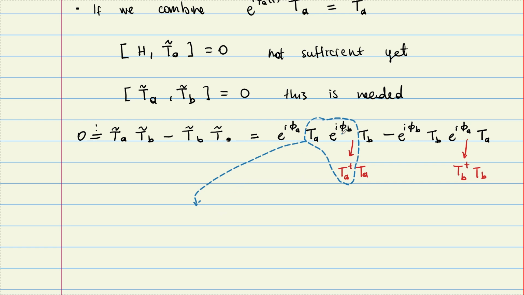T_A acting on a function, like here phi_b, which depends on r, and phi_a depends on r. So what is the result of this operation? T_A, a function of r, T_A dagger. What's that? r plus a. Exactly. So this is going to be e to the i phi_b of r plus a. So this is shifted.